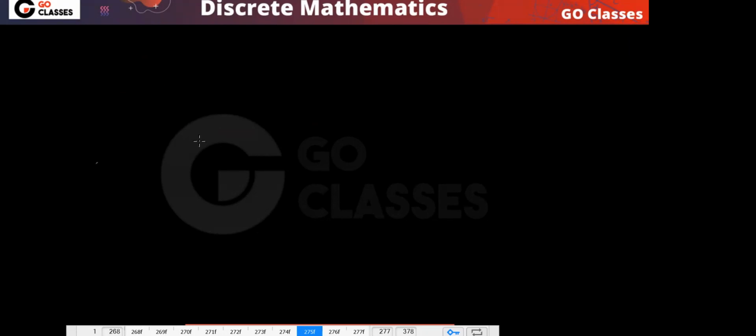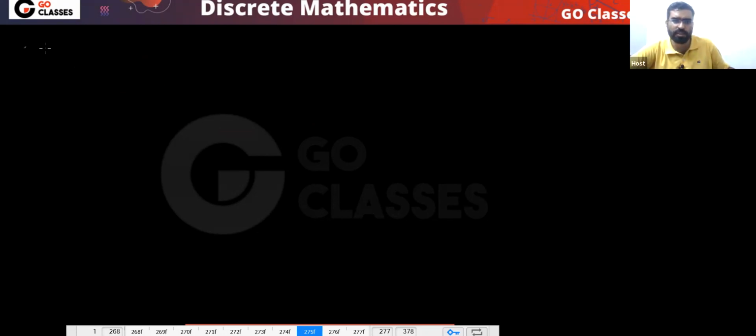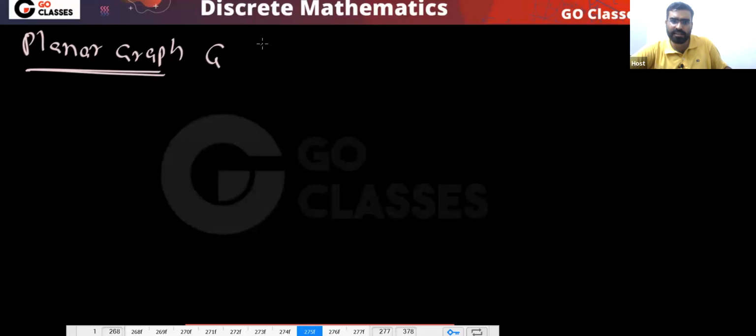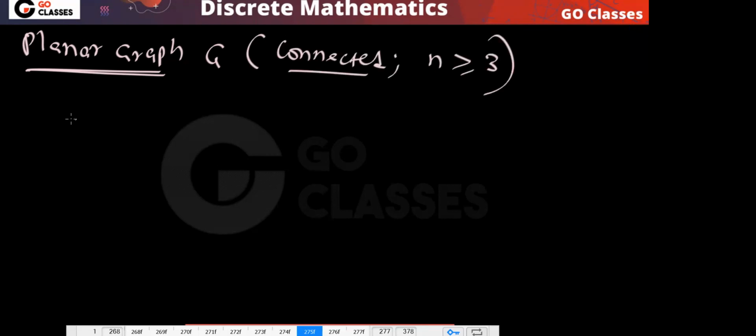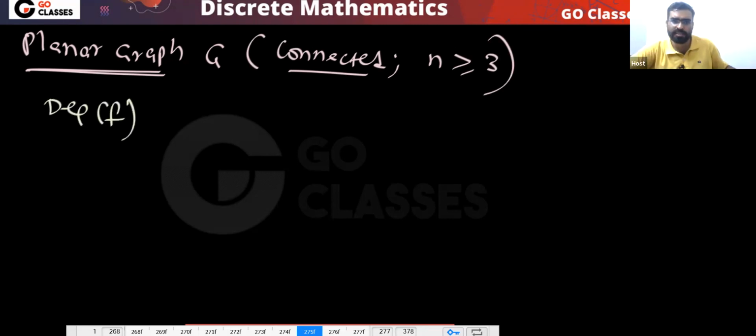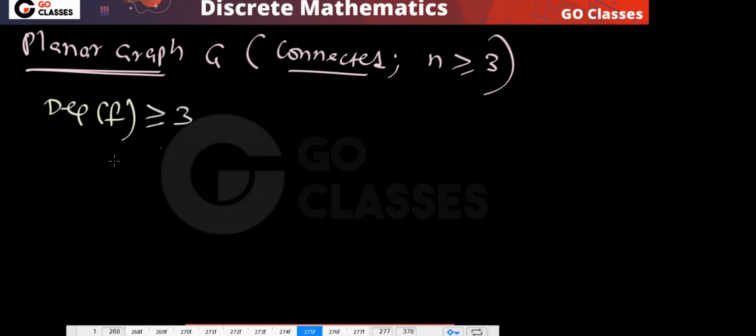Understood, sir. Yes, this proof is very easy, it is like this. So you have a planar graph, but it is very important that this only happens for planar graphs. These two results are only for a connected planar graph where the number of vertices is greater than or equal to 3. Then what do you know? You know that V plus F equals E plus 2. The degree of every face will be greater than or equal to 3.